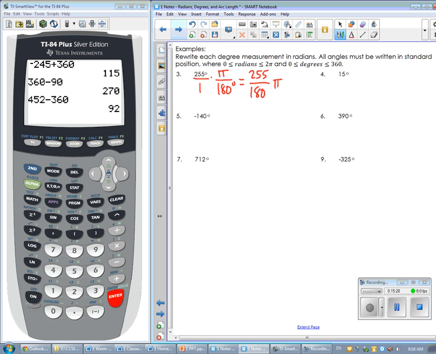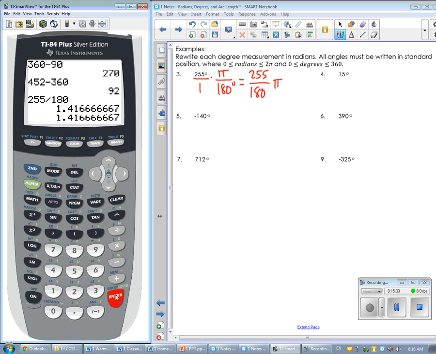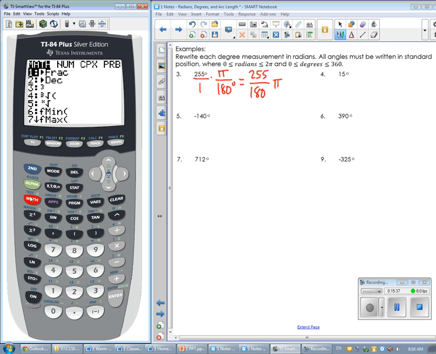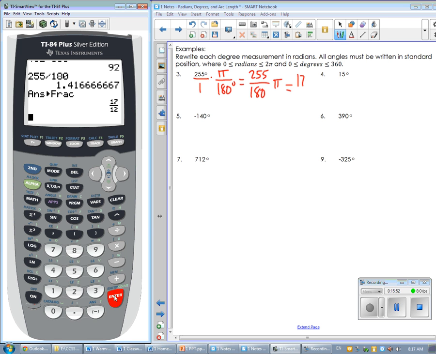And so if I take my calculator and I do 255 divided by 180, I'm going to get a nasty decimal. To fix that, I'm going to go to my math menu. I'm going to choose fraction, and I'm going to let my calculator rewrite that so it's in lowest terms. And so this is equivalent to 17 over 12 pi. I also would recommend that instead of using mixed numbers, you keep the pi in the numerator. So the way I would write my answer is 17 pi over 12.